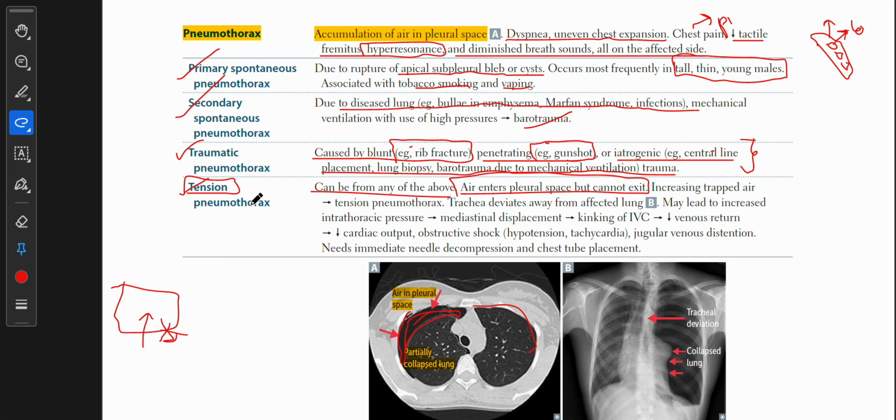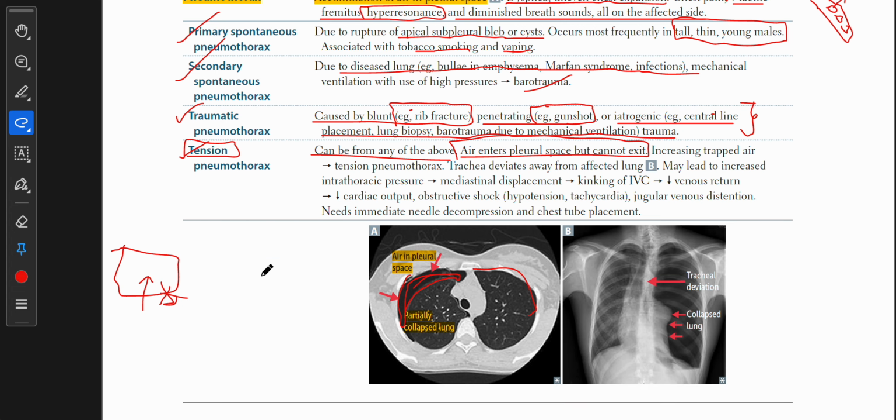So in tension pneumothorax, there is increase in intrapleural pressure, and the intrapleural pressure is more than atmospheric pressure. So in the X-ray you can see here tracheal deviation is occurring, and there is also a collapsed lung. There is hyperinflation, and in hyperinflation more ribs are seen, 10 to 12 ribs in chest X-ray. And increasing trapped air leads to tension pneumothorax, as I talked about earlier, and the trachea deviates away from the affected lung, like you can see here. This is deviation away from the affected lung.